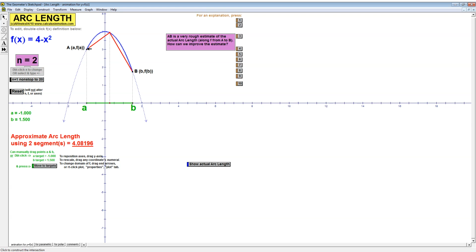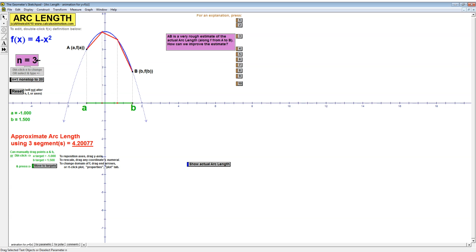Now I've got two lines, and I can find the length of this segment and the length of that segment. This segment goes from x equals A to x equals the midpoint between A and B, and this one goes from the midpoint between A and B to B. Now we see that we're up to 4 as our arc length. Now it's still not all that close because we have a nice arc here as opposed to these line segments. So while 2 is better than 1, what if we were to increase it again to 3?